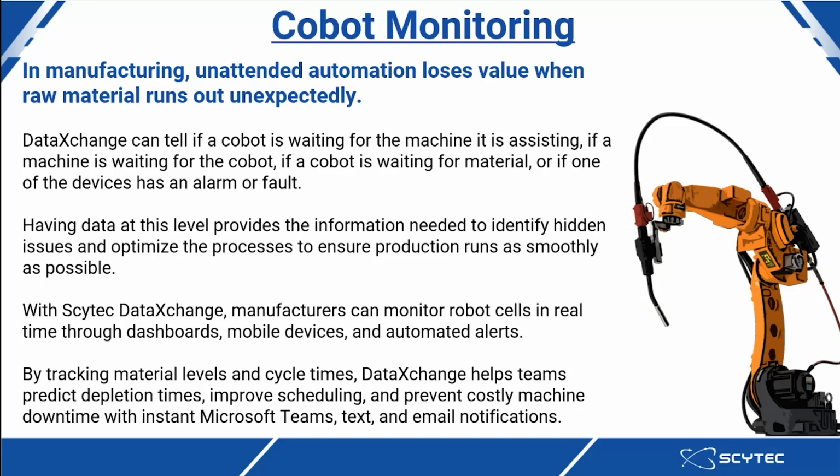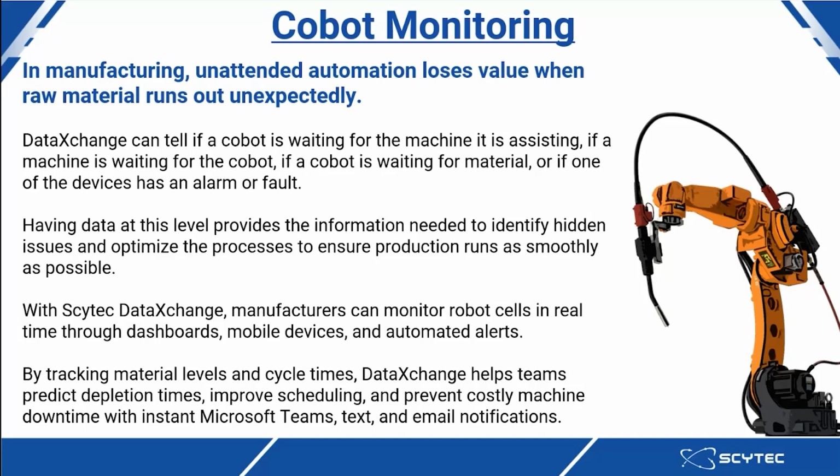In manufacturing, unattended automation loses value when raw material runs out unexpectedly. DataXchange machine monitoring can tell if a cobot is waiting for the machine it is assisting, if a machine is waiting for the cobot, if a cobot is waiting for material, or if one of the devices has an alarm or fault. Having data at this level provides the information needed to identify hidden issues and optimize the processes to ensure production runs as smoothly as possible.